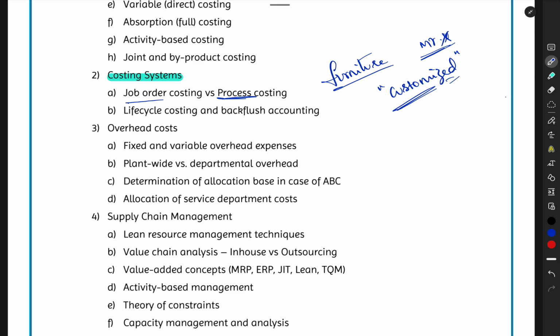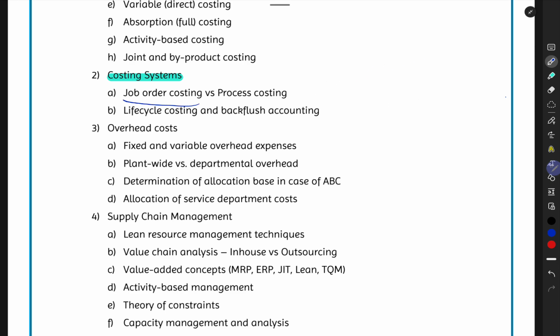It's a new job for us. So whatever cost we incur for that particular job, raw material, labor, transportation, any kind of spare parts, etc., all of these will be included in the cost of that particular order. That is called job order costing. Again, just basics I am covering here.